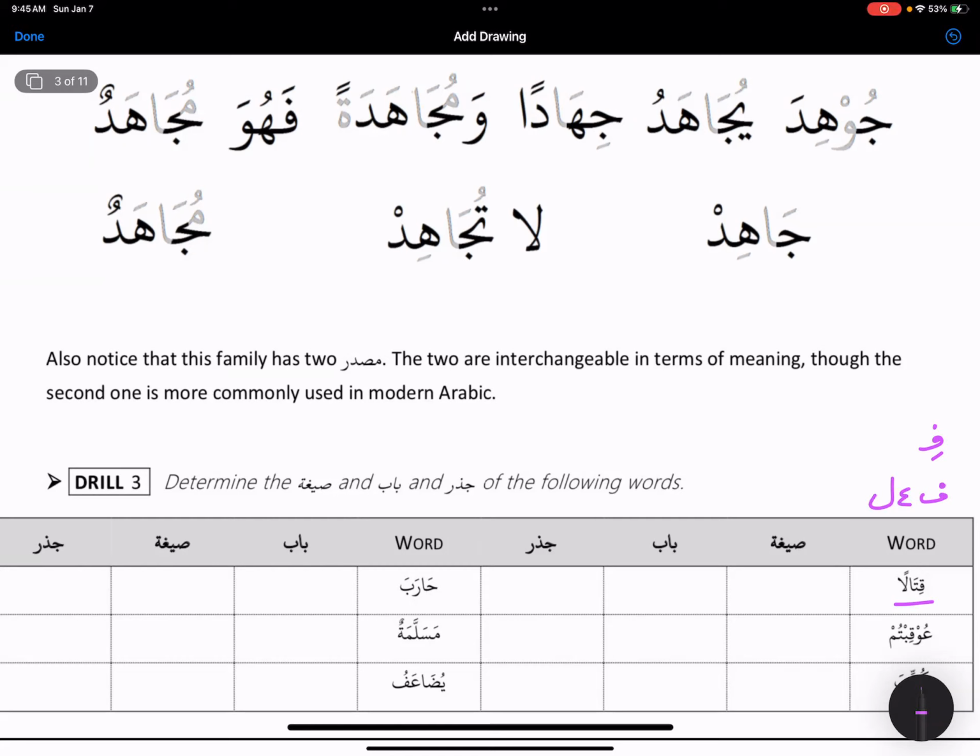What are the root letters? What is my first root letter here? Qaf. Qaf is my fa kalima, right? What is my ain kalima? Ta. So this is my ta. And what is my lam kalima? Lam. Right? Now, kitalan.